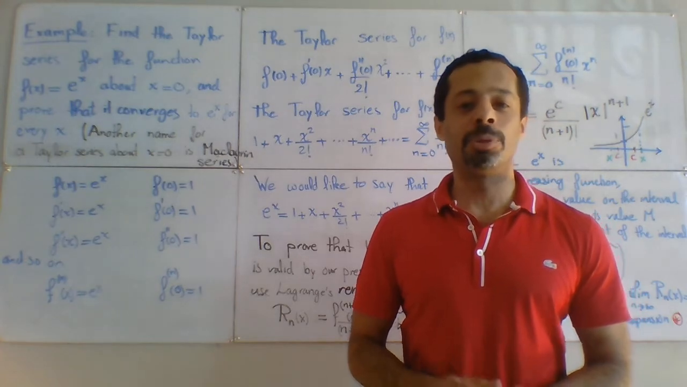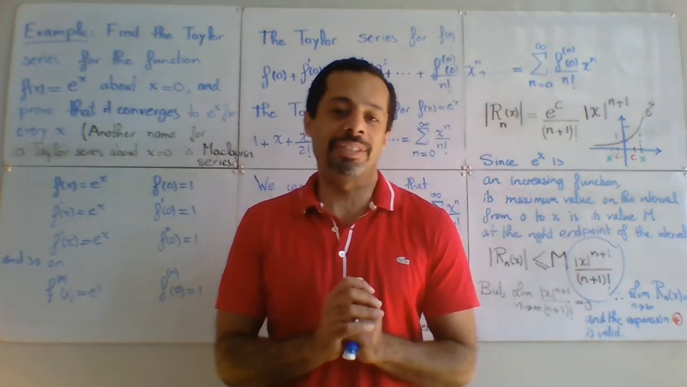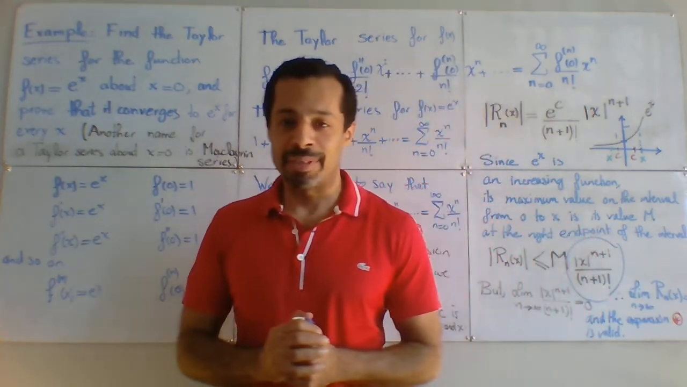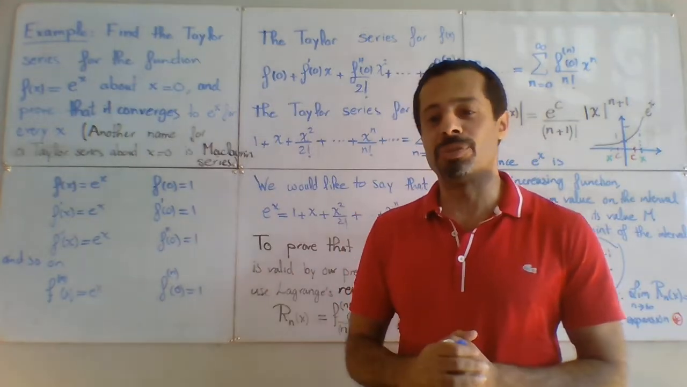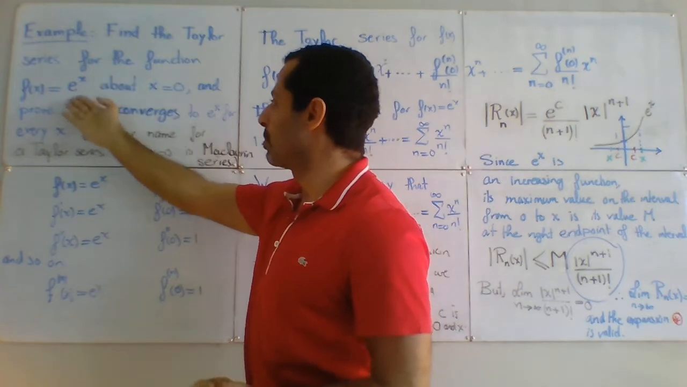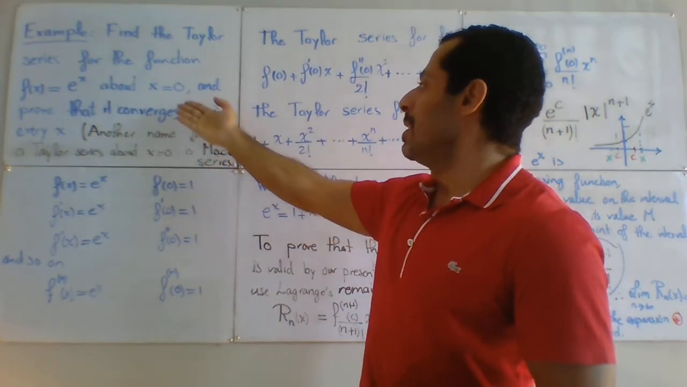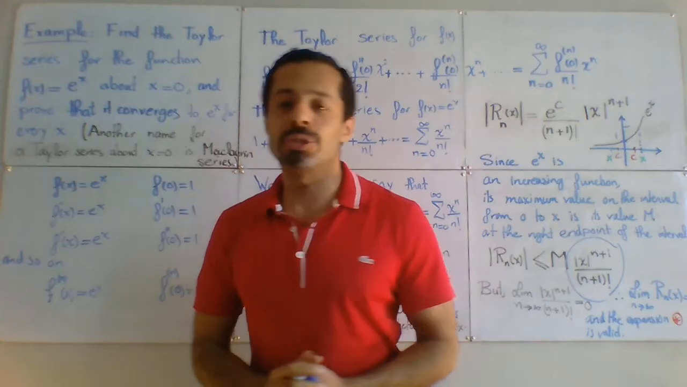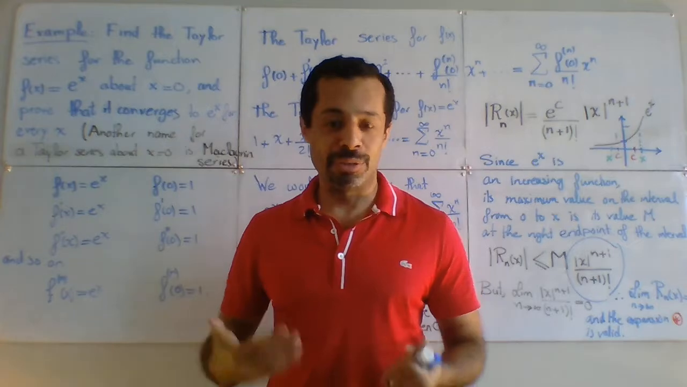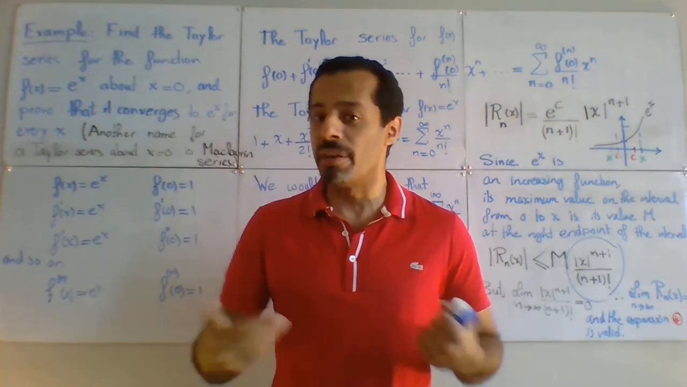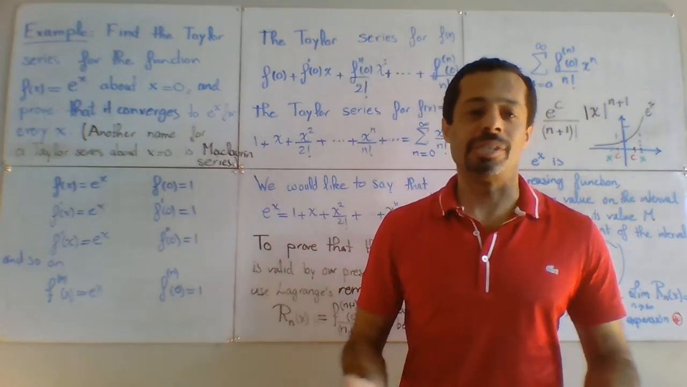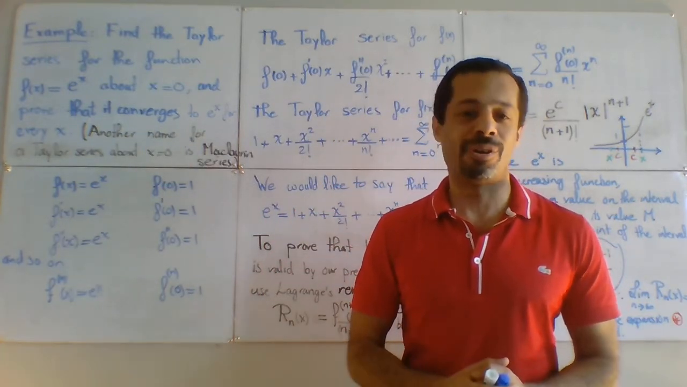Still, suppose we pretend that we didn't already find the power series expansion, or the Taylor series, of e to the x. And suppose I ask you to find the Taylor series expansion for the function f of x equals e to the x about x equals 0, and prove that it converges to e to the x for every x. We want to find this power series by our new methods, using the definition of the Taylor series, and prove that it converges to e to the x using the Lagrange remainder.